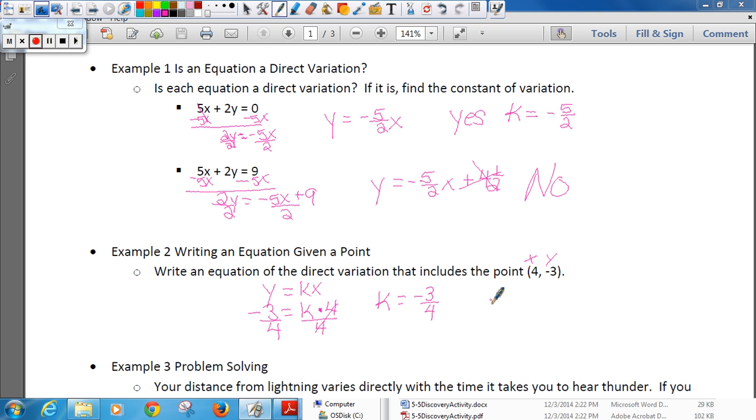Now that I have my k, I can put that in direct variation form of y equals kx, which is y equals negative 3/4 x, and there is my equation of the direct variation that includes the point (4, negative 3).